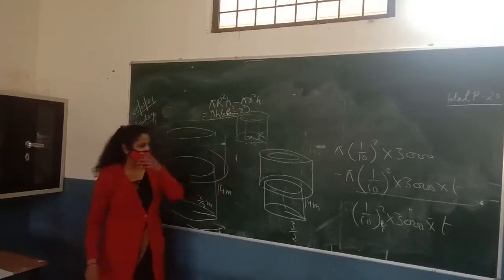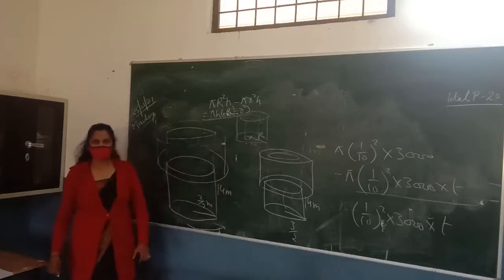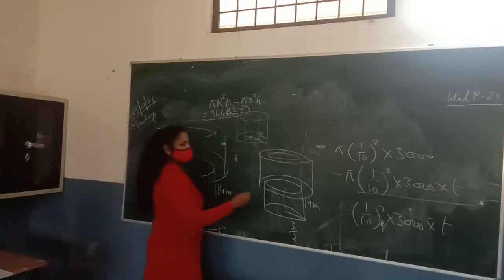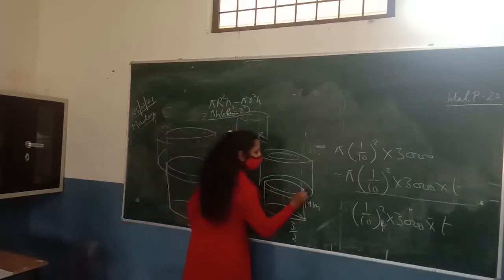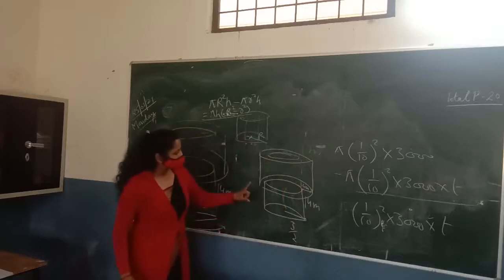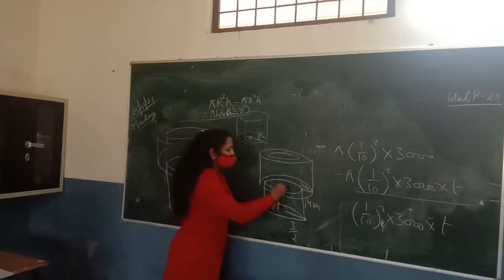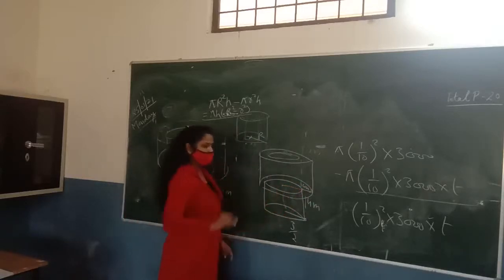Okay, clear? Now read the question. Find the height of the embankment. The width of the embankment, I think 4 meter. So the width of the embankment is 4 meter. This is the width. Indu, first tell me what should be the radius of the outer cylinder. This whole radius.